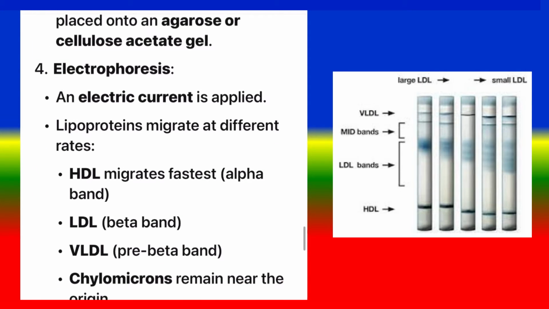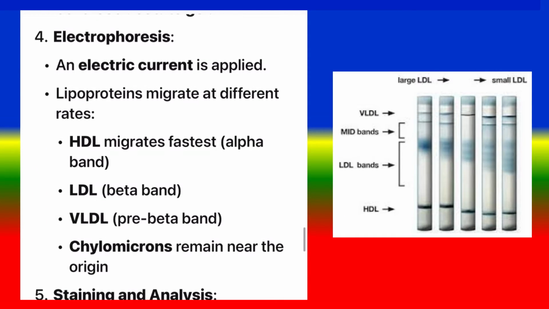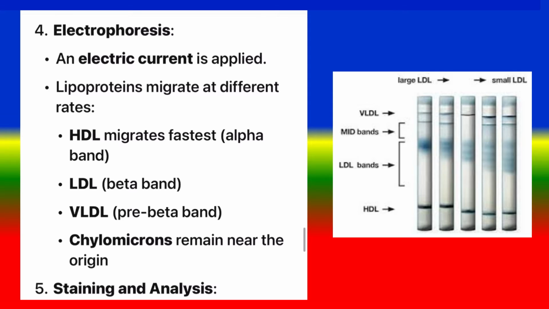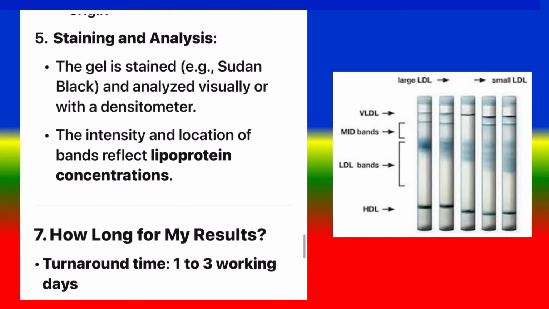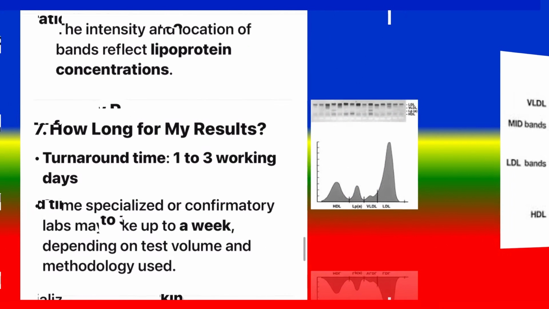4. Electrophoresis. An electric current is applied. Lipoproteins migrate at different rates. HDL migrates fastest, alpha band, LDL beta band, VLDL pre-beta band. Chylomicrons remain near the origin. 5. Staining and analysis. The gel is stained, e.g., Sudan black, and analyzed visually or with a densitometer. The intensity and location of bands reflect lipoprotein concentrations.